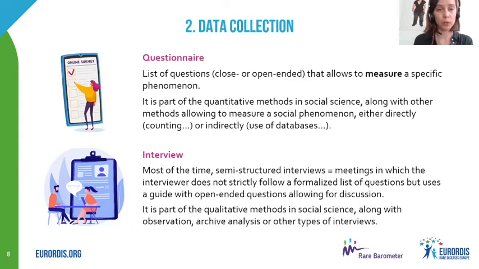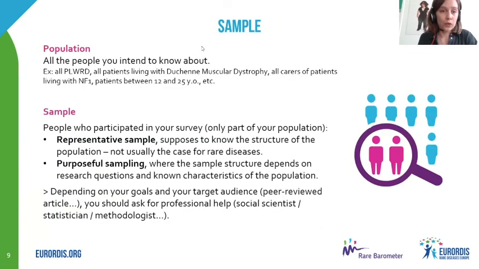Most of the time what we use is semi-structured interviews, where you ask questions, but not as systematically as in a questionnaire. You have a list of questions in the form of a guide, and you want to make sure that you ask all of the questions on the guide, but it usually takes the form of a conversation. It is part of the qualitative methods in social science, along with observation, archive analysis, or other types of interviews. Once again, this is also based on the main questions that we have.